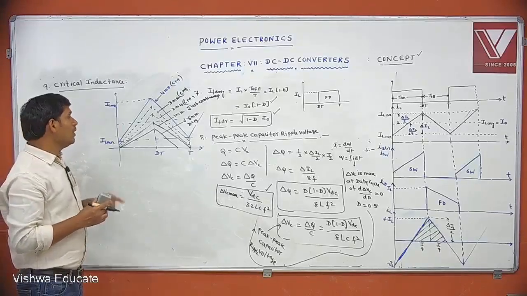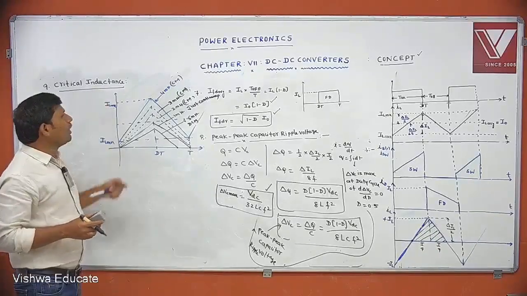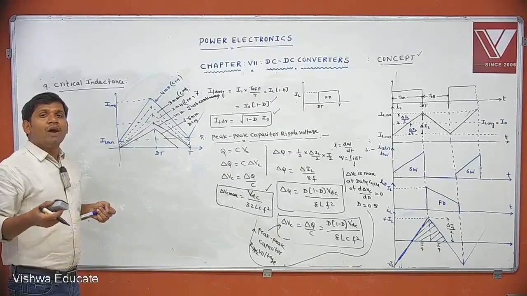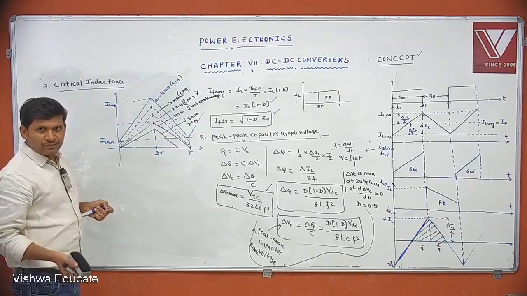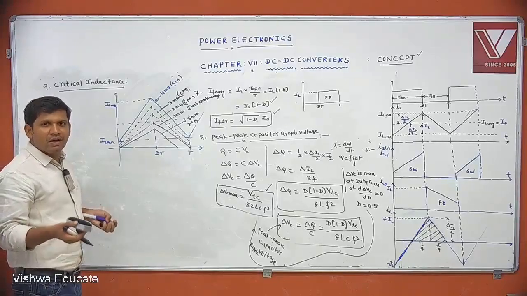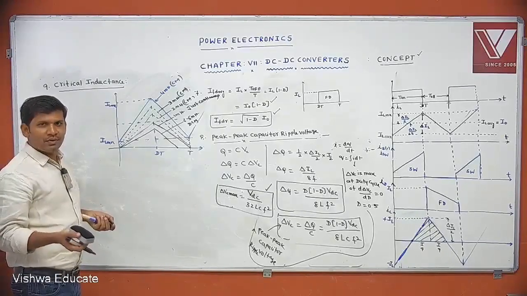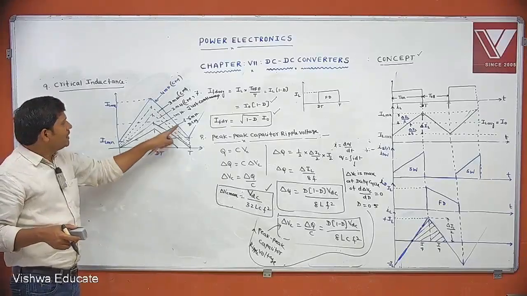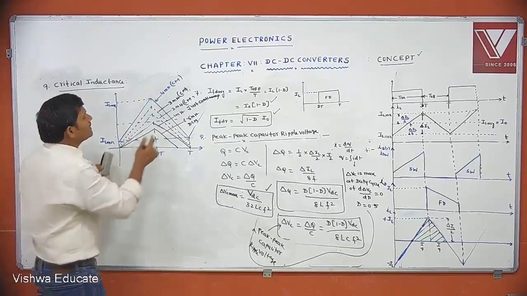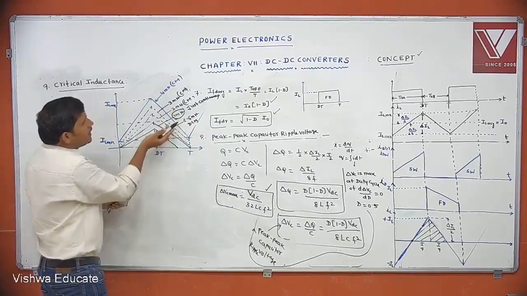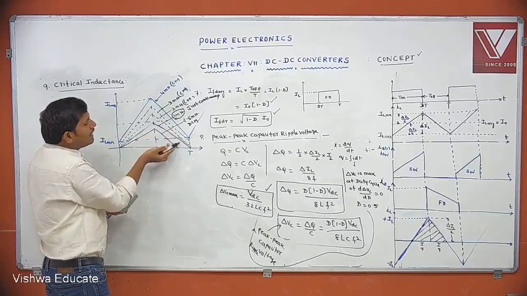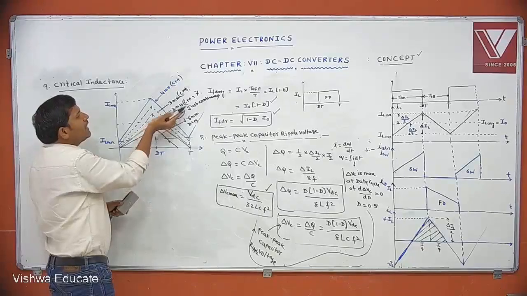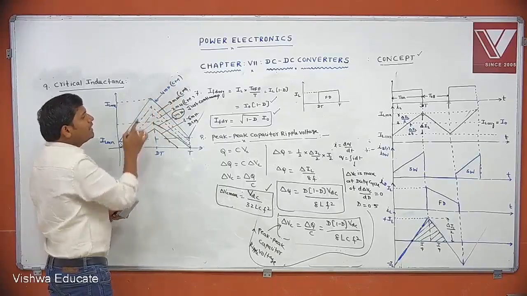That means here we want to define critical inductance. What do you mean by critical inductance? The minimum value of inductance for which the current is just continuous is called critical inductance. If you select the inductance less than the critical inductance, it is the discontinuous mode. If you select the inductance greater than that inductance, then it is a continuous mode.